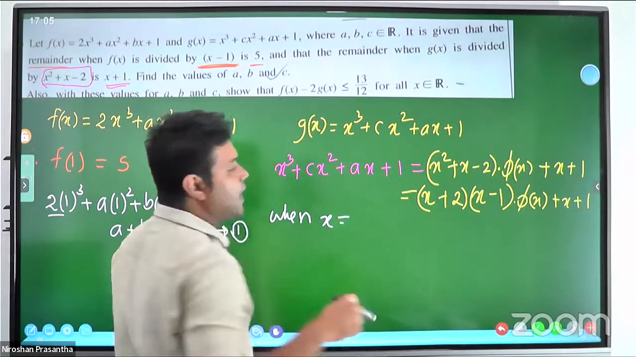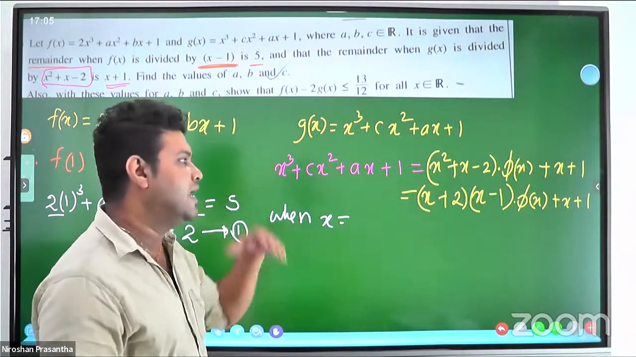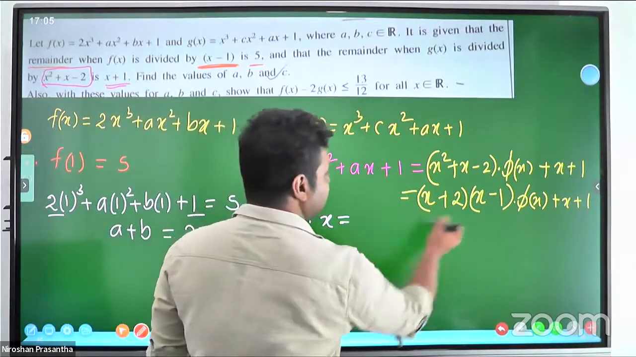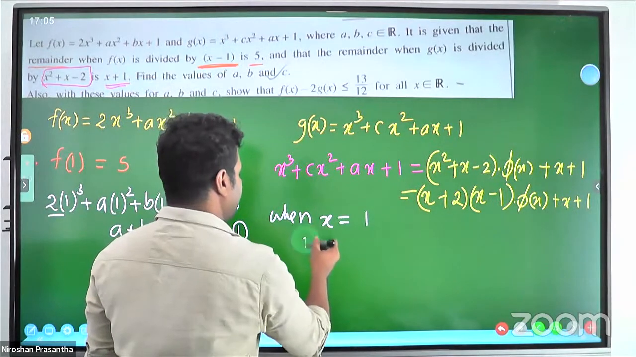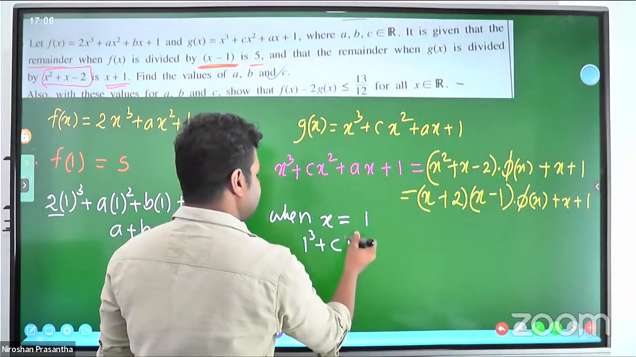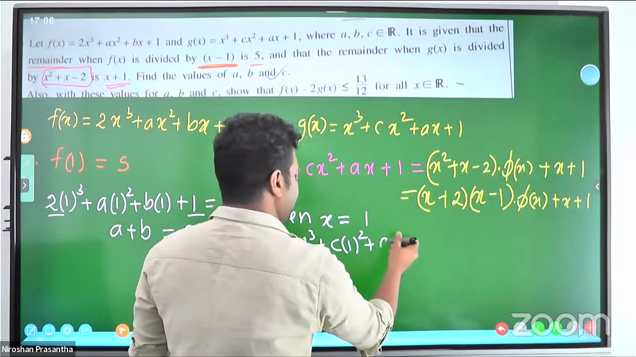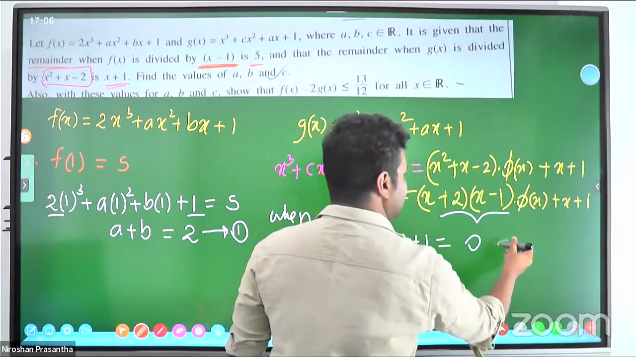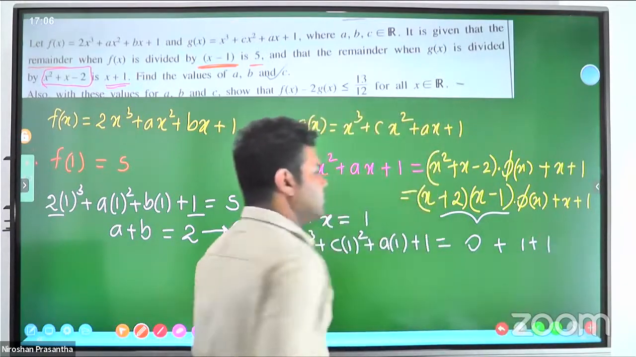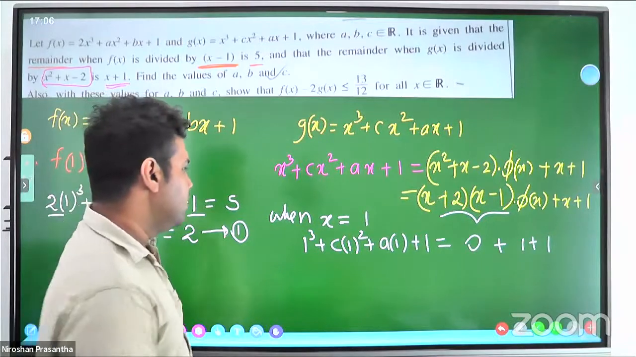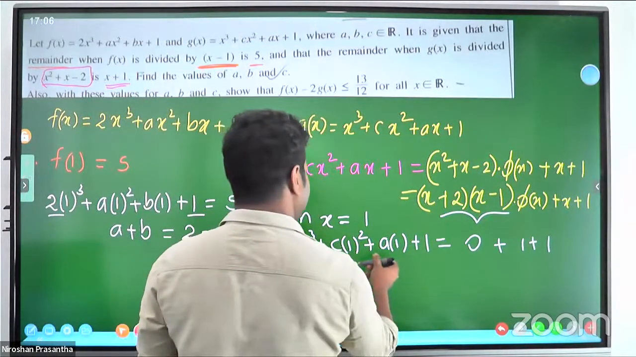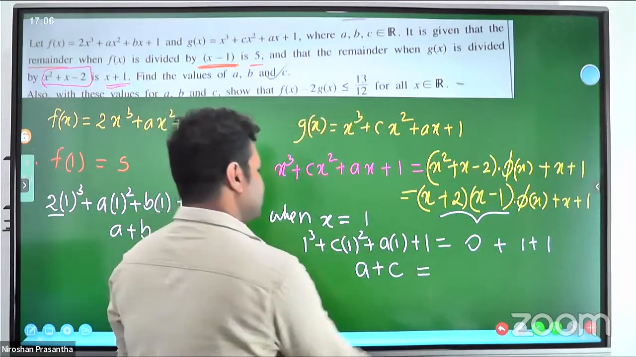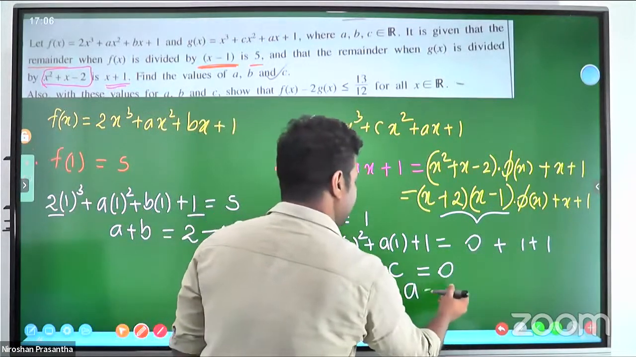This is not partial fractions. In partial fractions, we don't substitute directly, but in an equation we can write substitution. When x equals 1, what's happening? It's 1 cubed plus c times 1 squared plus a times 1 plus 1 equal, this being 0, 0 plus 1 plus 1. So what is the connection for a plus c? You know, a plus c equal to 0. a equal minus c.